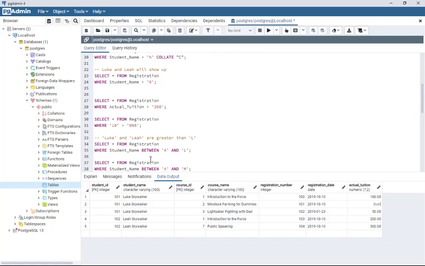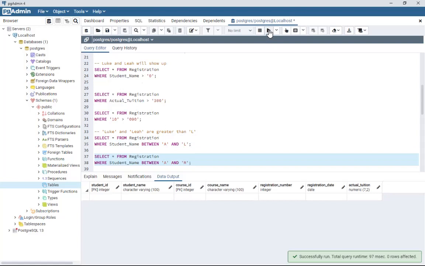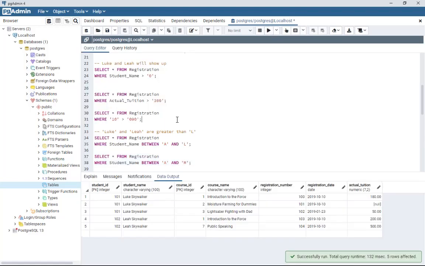And then we have this between, and remember, Luke and Leia are both greater than L. So this between A and L will not return anything because Luke and Leia are both outside of L. But if I put an M, then I'm going to see all 5.